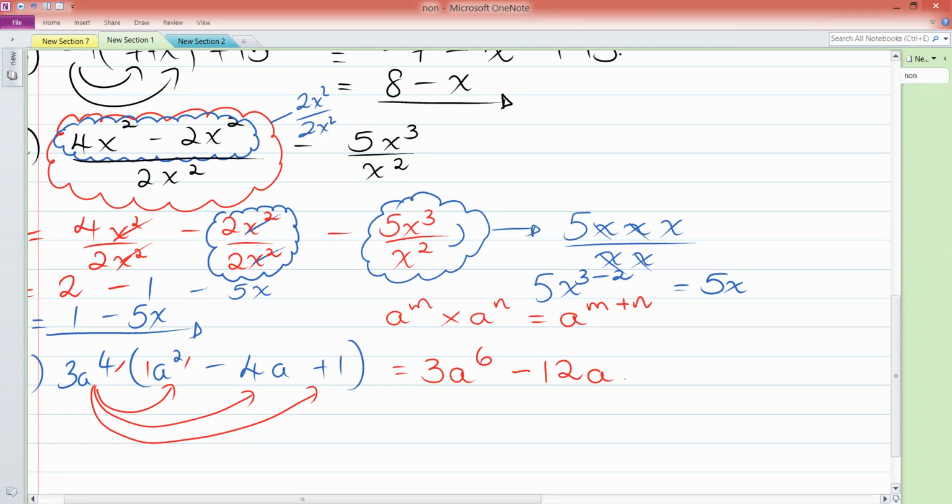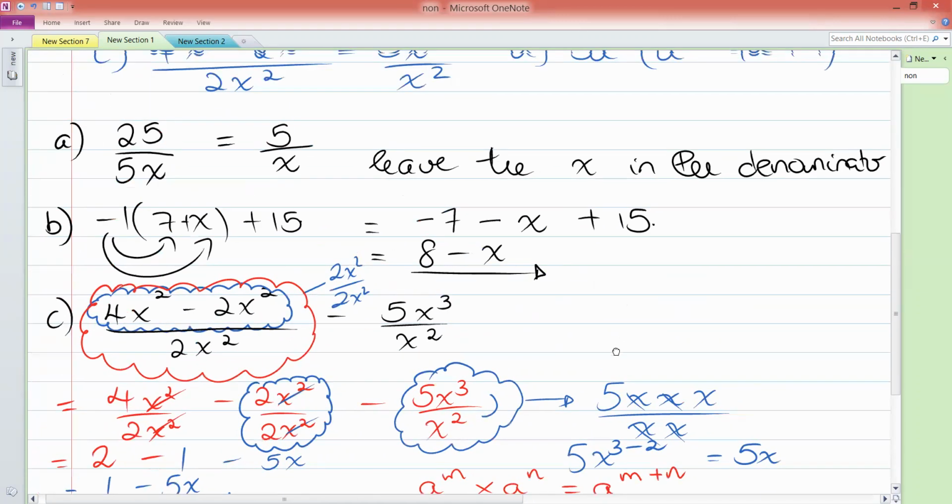Well done. And then we're multiplying a to the 4 by a to the 1. So 4 plus 1, that gives us 5. Then 3a to the power of 4 multiplied by 1, that is just 3a to the power of 4. Are there any like terms? No, there are no like terms. So this would just be our final answer here. Okay, so that's the first section done.